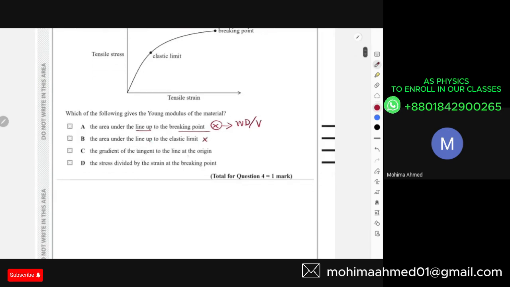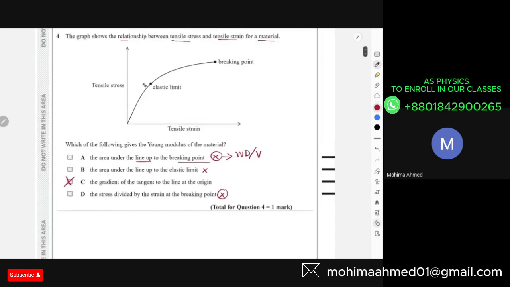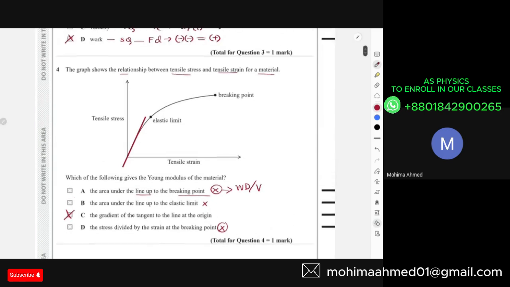Gradient of the tangent to the line at the origin, no. The stress divided by strain, oh wait, 1 minute. Stress divided by strain at the breaking point, no again. But this option is your correct answer here, because they're saying the gradient of the tangent to the line at the origin. At the origin, if you draw a line, this is how the tangent is going to be. This tangent is also only calculating the gradient for the linear section of the graph. That's why option A is your correct answer. You know, the Young modulus can only be calculated from the linear section of the graph.